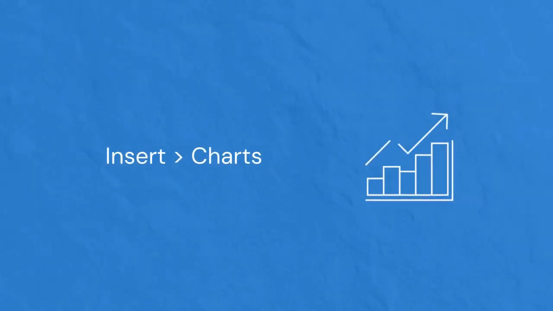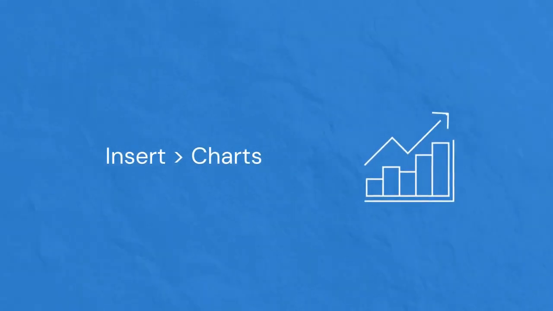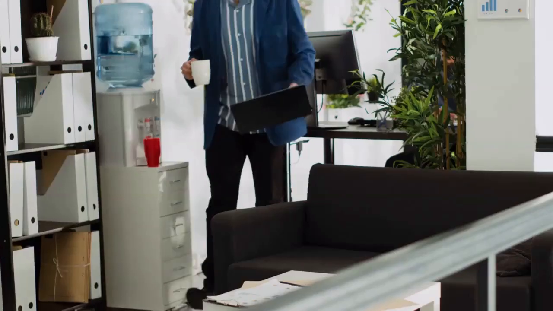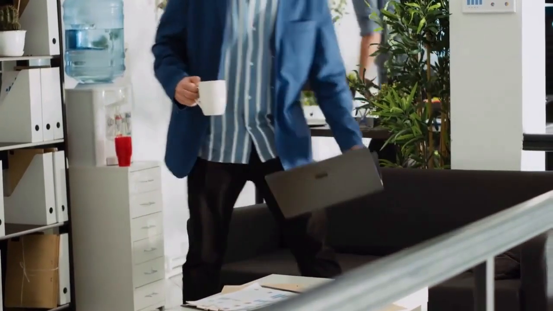Go to the Insert tab at the top of the PowerPoint window. Look for the Charts button and click on it. This will open the Insert Chart dialog box.